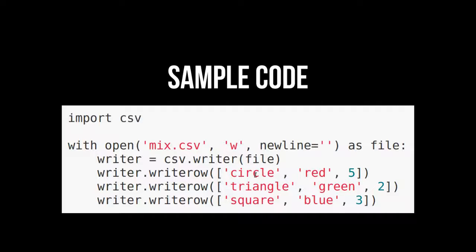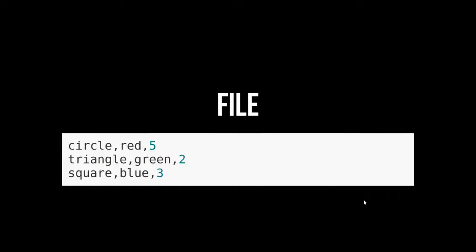So here we go. We have circle, red, 5, triangle, green, 2, square, blue, 3. And this is what it looks like. Circle, red, 5. Then a whole new line, triangle, green, 2, and then a whole new line, square, blue, 3.